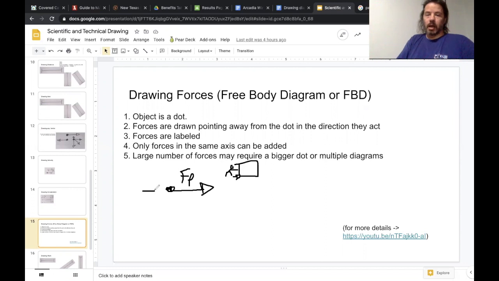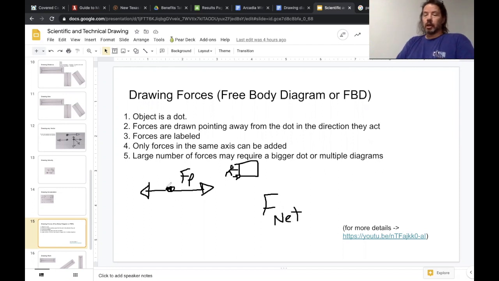So, but I'm not going to draw the force on that side of the diagram, okay? I'm going to draw it from the dot in the direction it points. Why? Because if I have other forces on there, now I can start to see what happens with those, because when I add up all of those forces, I'm going to get the net force.